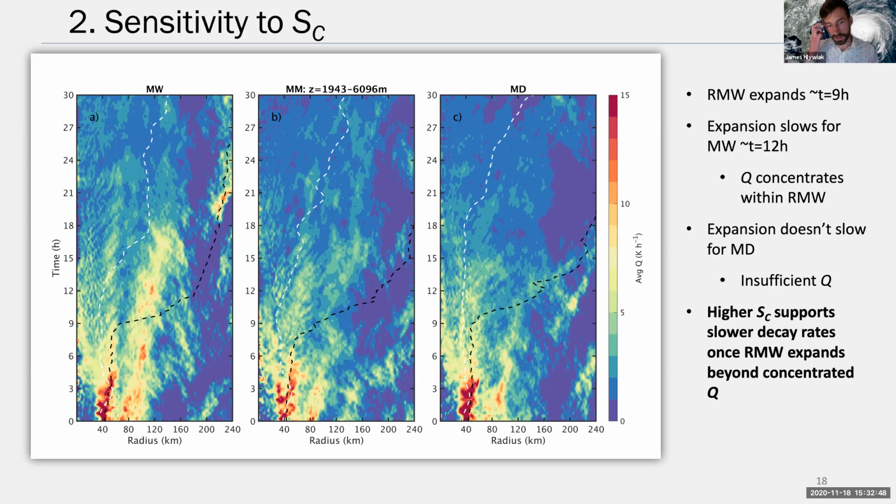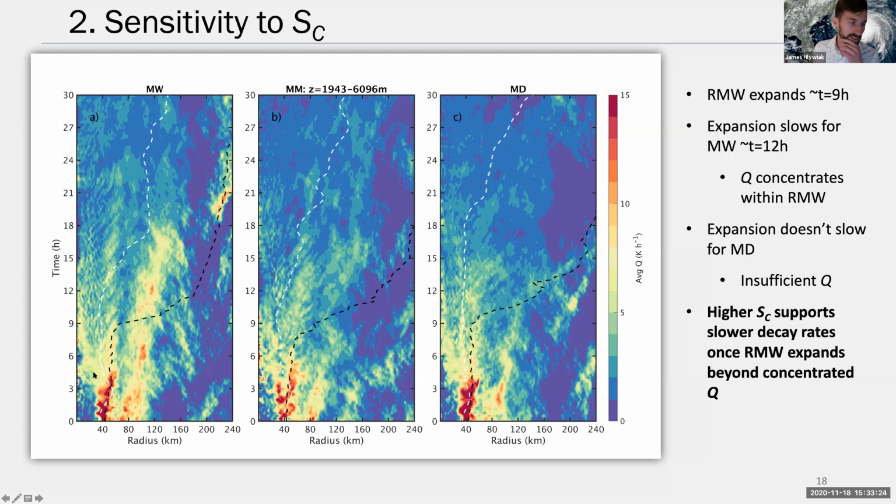We see at the beginning, for every case, there's a strong concentration of Q diabatic heating around the original radius of maximum winds. But then we see an increasing outward expansion of Q and of the radius of maximum winds, the RMW. So in the wet case, there's much more Q farther from the center, I should say. It's more Q in the outer core. In the dry case, there really isn't all that much.